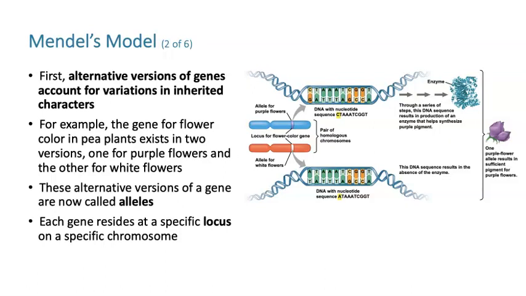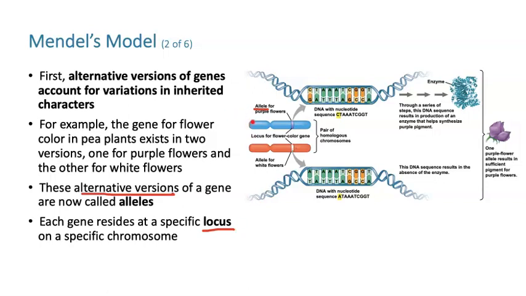For example, if you've got your 2 flower colors, you've got purple and you've got white. And we're using the word allele to refer to the different versions of it. So alternative versions of a gene are called alleles. So maybe you have the purple allele and maybe you have the white allele. And each of those are located at a very specific place on the chromosome called a locus. But again, Mendel didn't know about that.